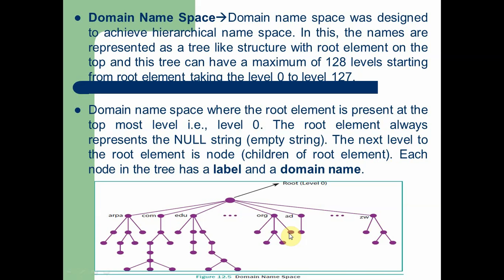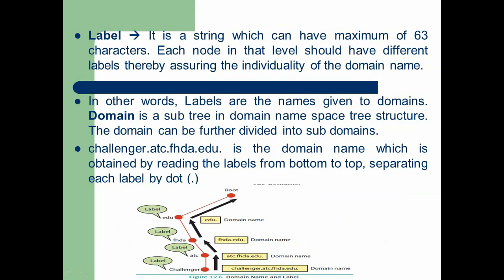Each node in the tree has a label and a domain name. So each and every child has its own name, domain name and label. See, this is the root. From the root many branches, many children are created. Each and every child has its label and domain name, like arpa, com, edu, org, and country codes. In the same way, many branches are created in the domain namespace.